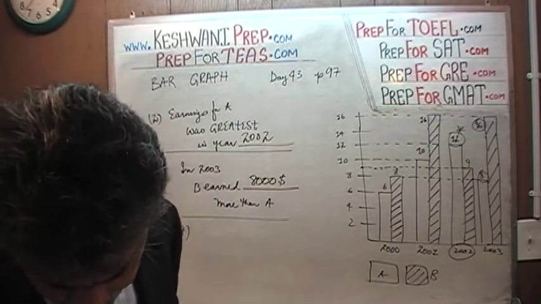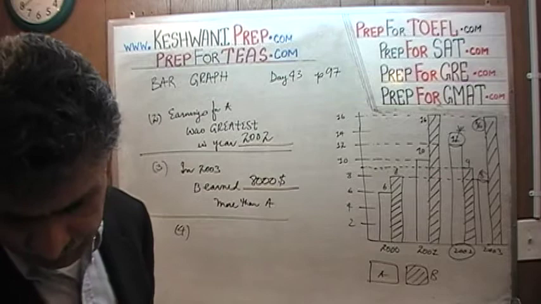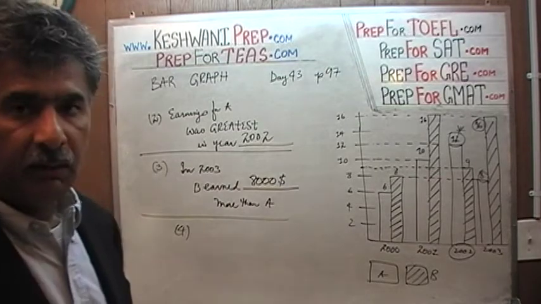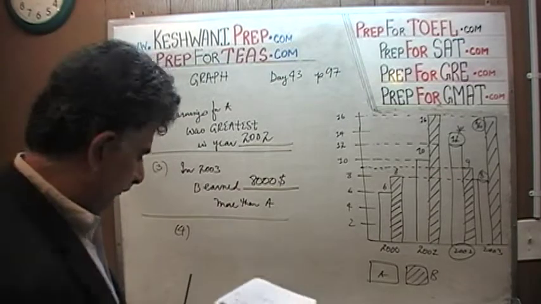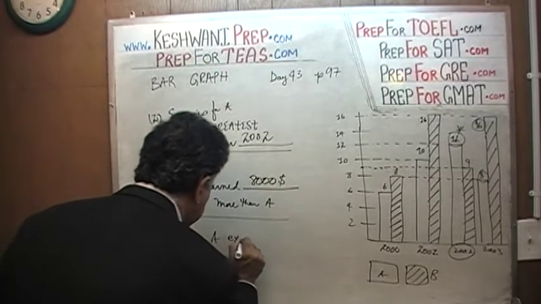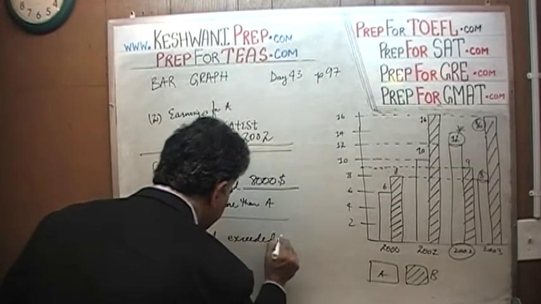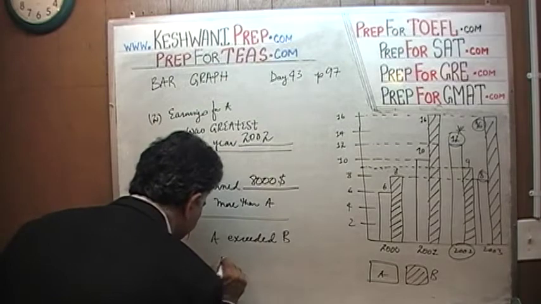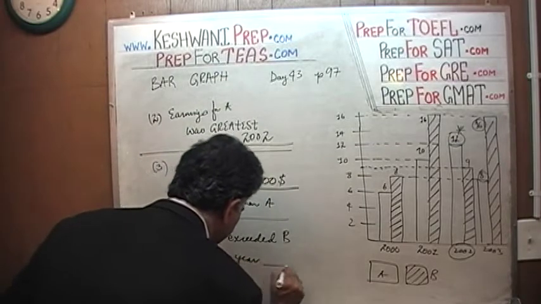Question number 4 is asking us, in what year did the earnings for stock A exceed the earnings for stock B? In what year did A exceed B? Well, let's find out.